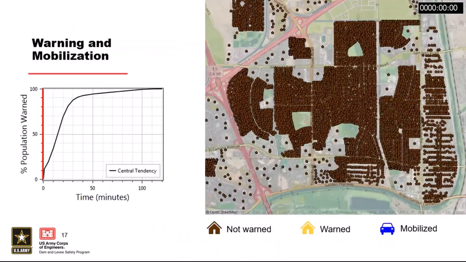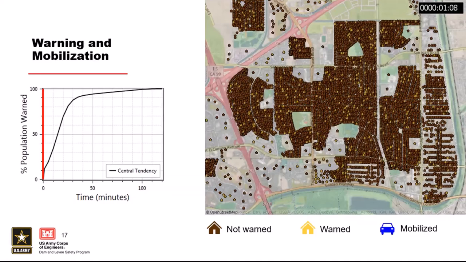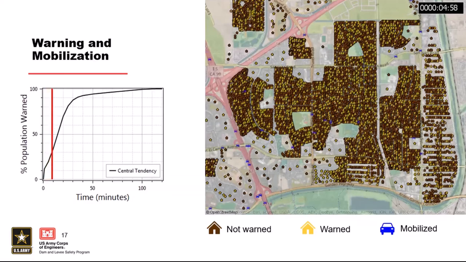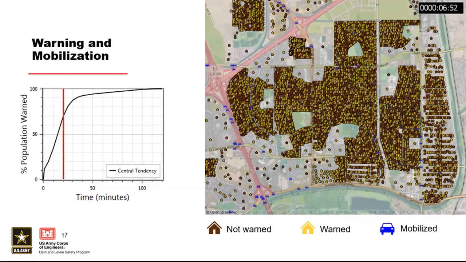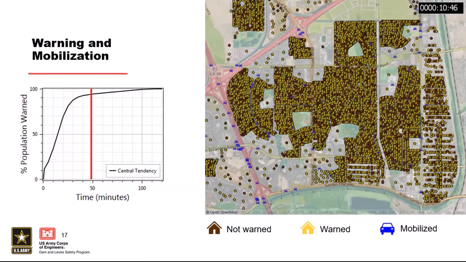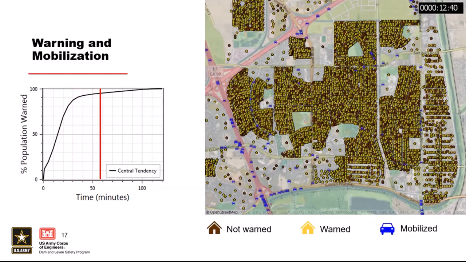Here's a visual of what that looks like. So this is going to be an animation. You see the houses that are brown right now. As the warning spreads throughout the community, as people in those houses start receiving the warning, those houses are going to turn yellow. And then once those people take protective action, they'll turn into blue cars and start evacuating out. So you can see how that warning is spread.